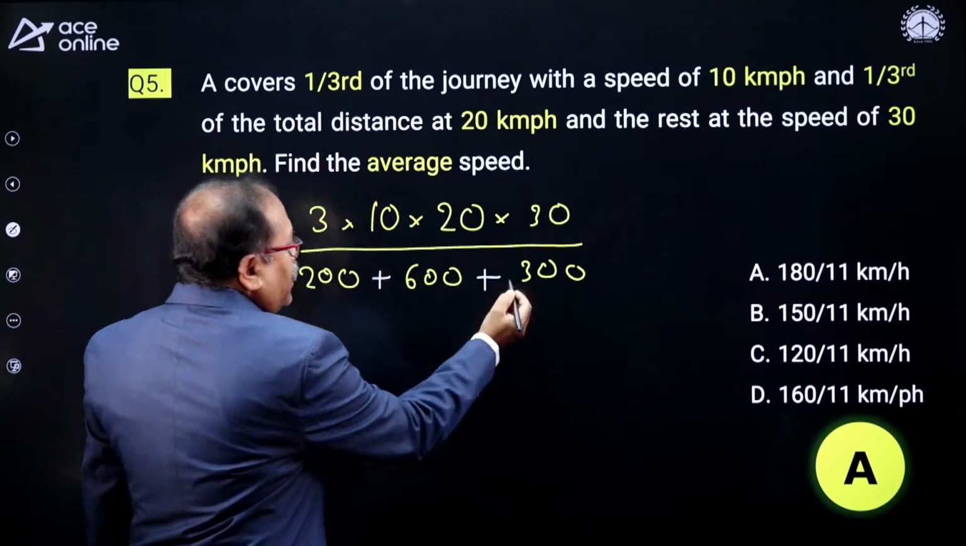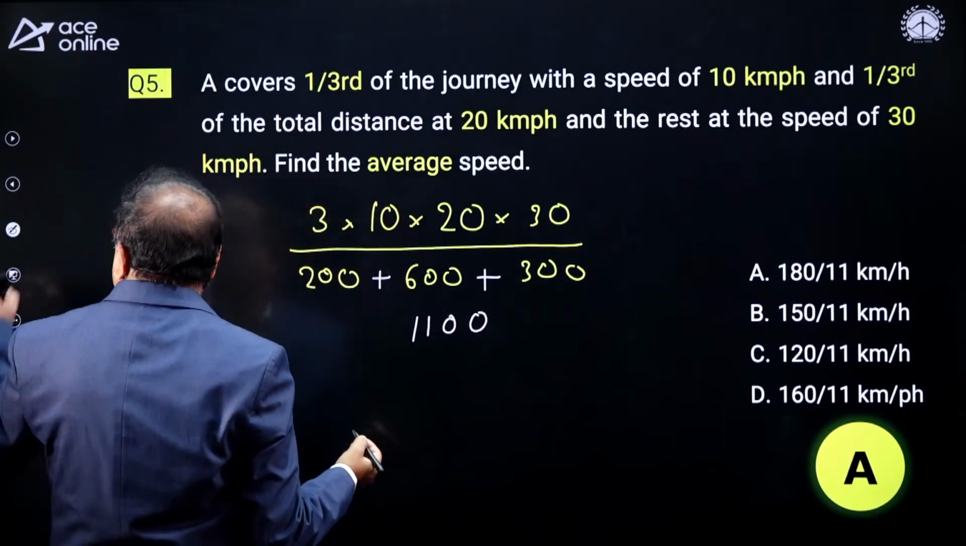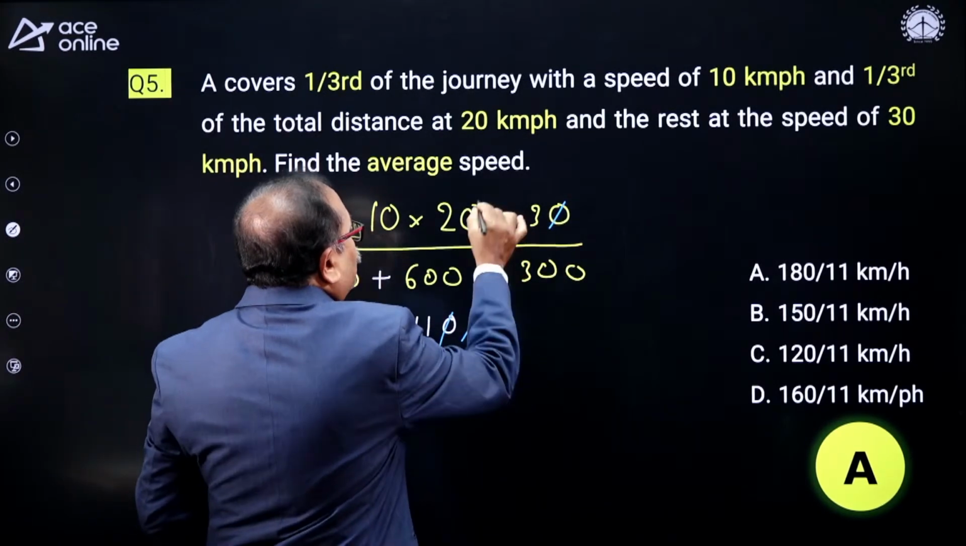So that comes to 1100 here. My denominator is 1100. Now cancel these numbers. Then you will find that these 2 zeros get cancelled over here.